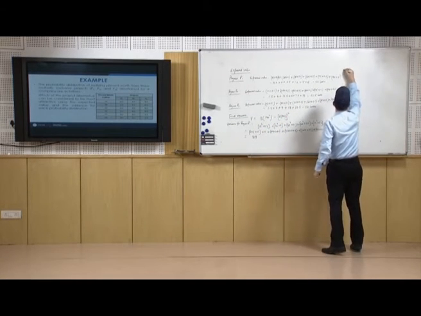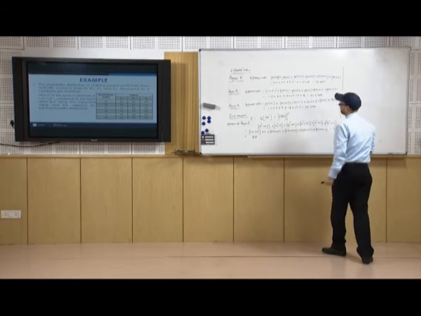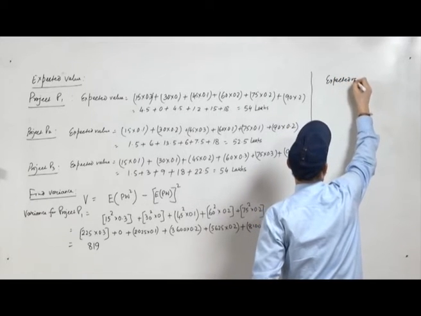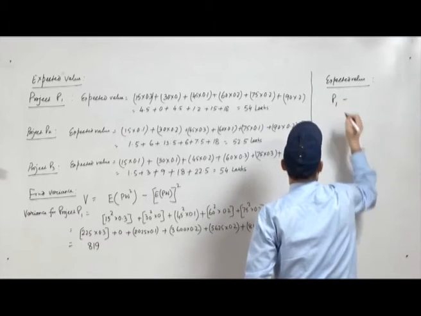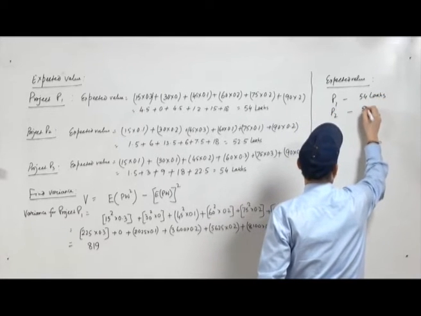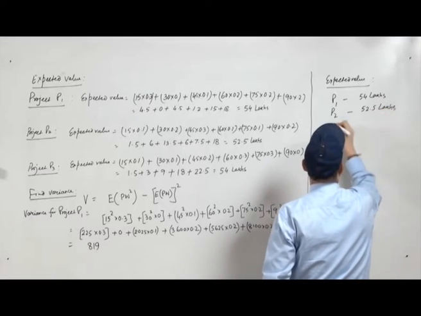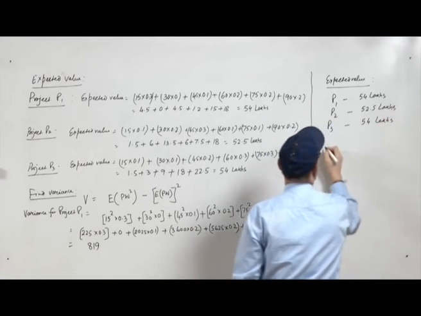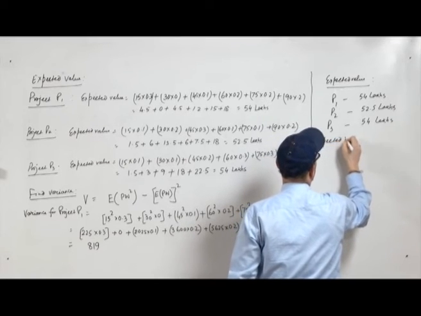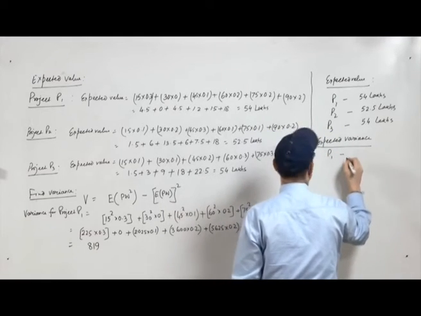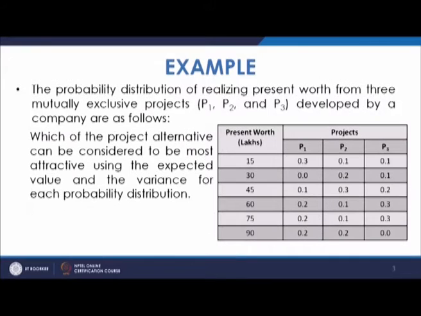Let us calculate variance for project 2. So, let us write here, we have the expected value for project P1 as 54 lakhs, P2 as 52.5 lakhs and P3 as 54 lakhs. We have got expected variance, and for project P1 it has come out to be 819. Now, we will calculate for P2 and P3.